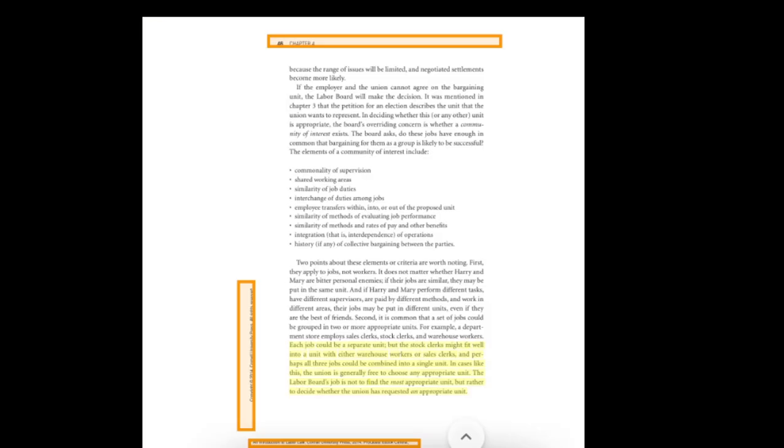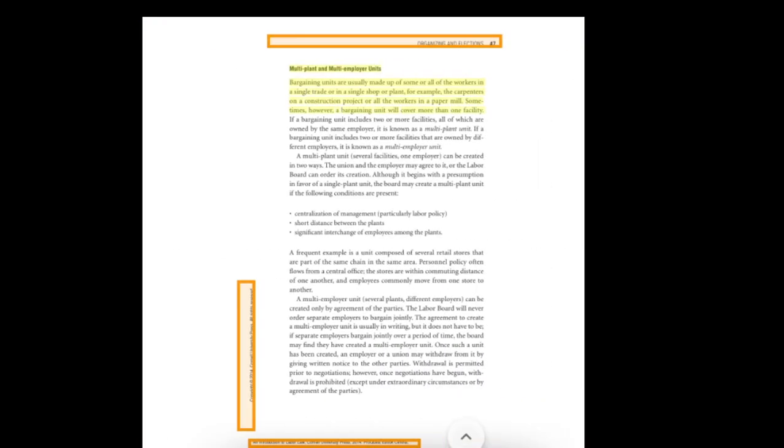In cases like this, the union is generally free to choose any appropriate unit. The Labor Board's job is not to find the most appropriate unit, but rather to decide whether the union has requested an appropriate unit. Multi-plant and multi-employer units.